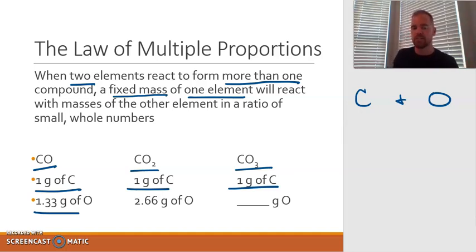Okay, so if that's true for carbon monoxide, what if you had CO2? If you had the 1 gram of carbon still, how many grams of oxygen should there be? Notice 2.66. In other words, double what you would have had in the first example. So then, based on that, can you guess how many grams of oxygen there would be in this third example, provided that we still have 1 gram of carbon? And the answer is it would be 3.99 grams. It would be 3 times what you had before. That's what the law of multiple proportions states. So once again, as long as you fix the mass of the first element, the masses of the second element attached should be multiples of small whole numbers.